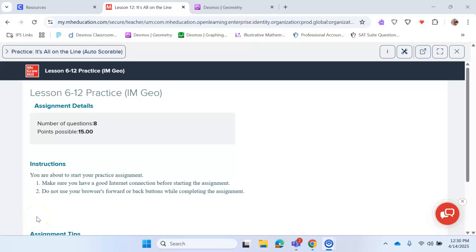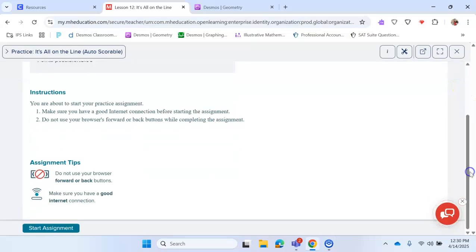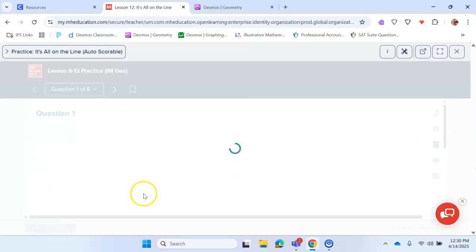Lesson 6-12 practice. It's all on the line. Question 1.